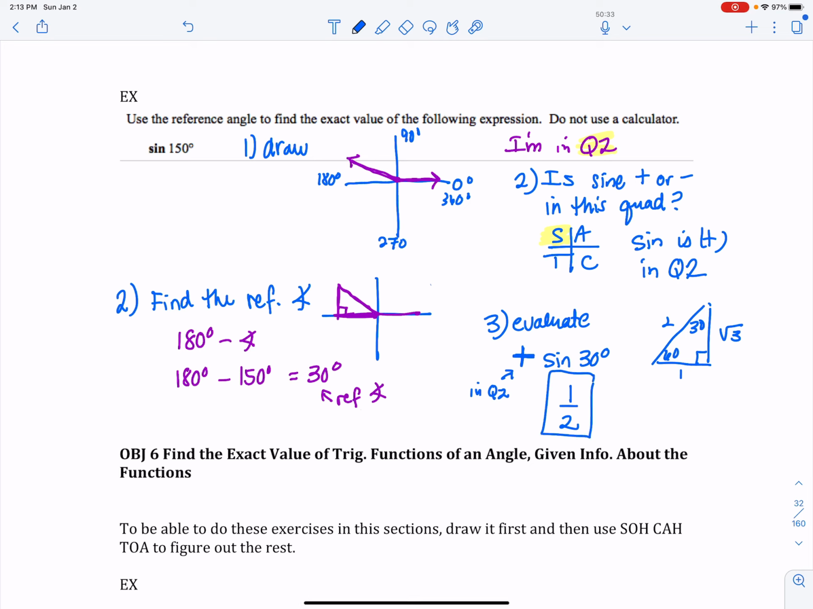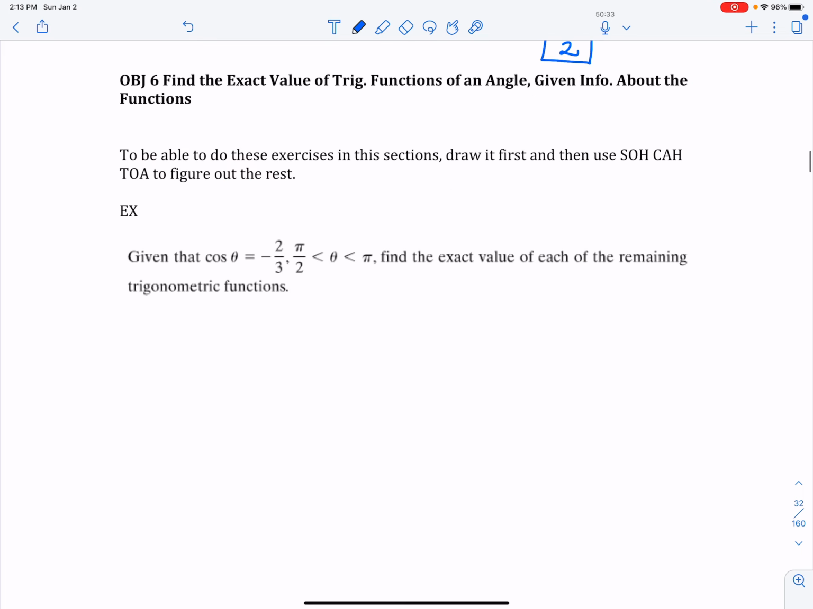So for these problems, you have to figure out if your answer is going to be positive or negative, and I determine that by which quadrant I am in and which function it is. And then you have to find the reference angle and then put the pieces together. By the way, you could have done this problem using the unit circle as well, because sine of 150 is one of those values on the unit circle.